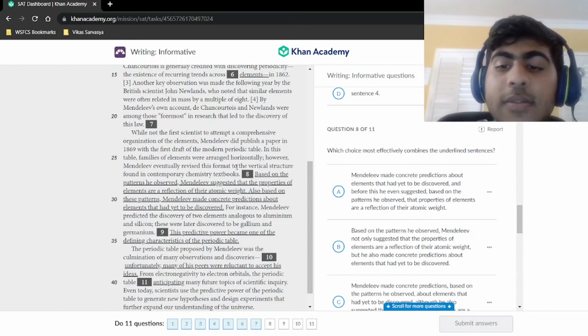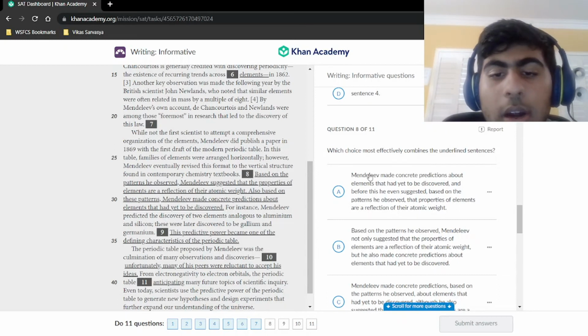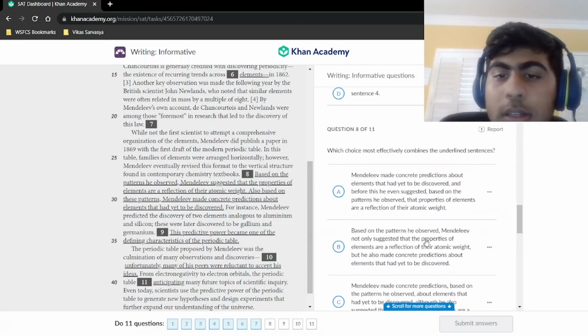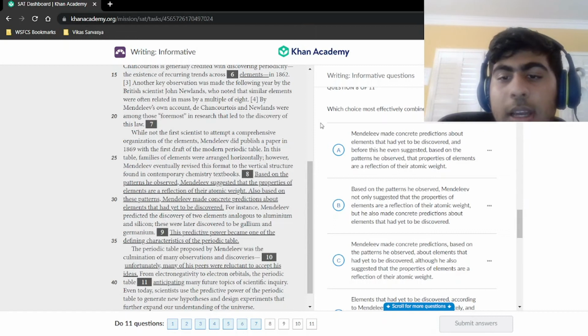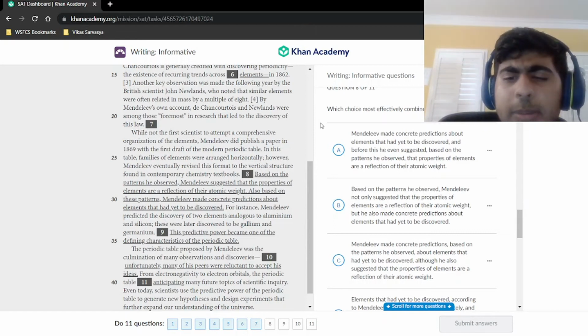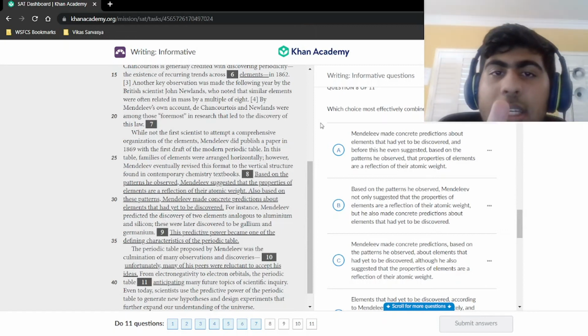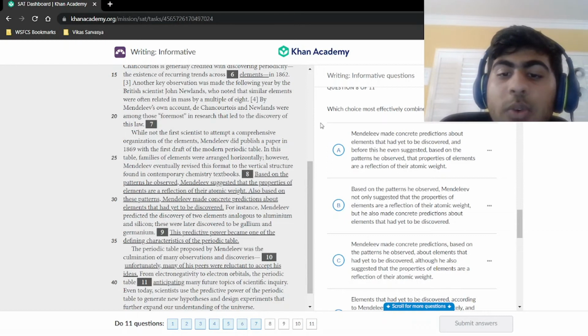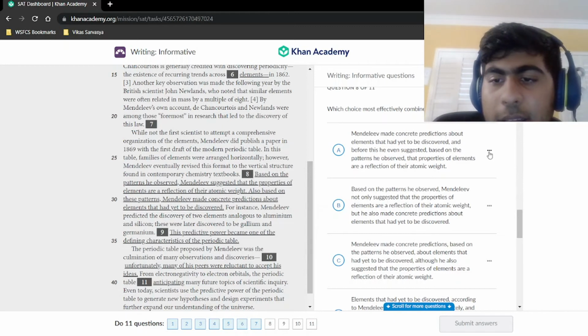And we're trying to effectively combine the underlined sentences. Alright, so we're trying to make them one sentence. So how are we going to go about doing that? Let's see. So we have Mendeleev made concrete predictions about elements that had yet to be discovered, and before this he even suggested, based on the patterns he observed, that properties of elements are a reflection of their atomic weight. This seems to be a bit ineffective in the way it orders the clauses, right? No, we're going to take that one out.